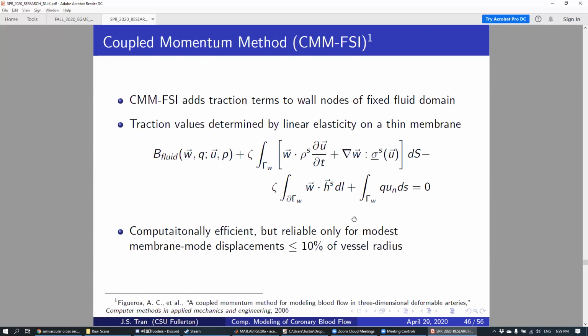Okay, and so because we're only solving one differential equation, this is a lot more computationally efficient. But it's not as robust. Okay? And so basically the authors of this method said that it's only reliable for displacements that are less than 10% of the vessel radius.